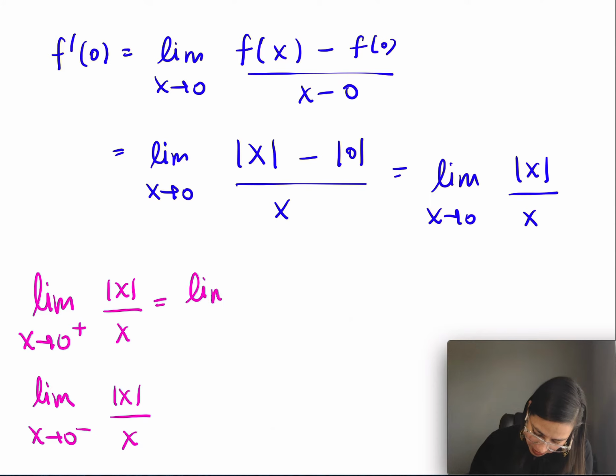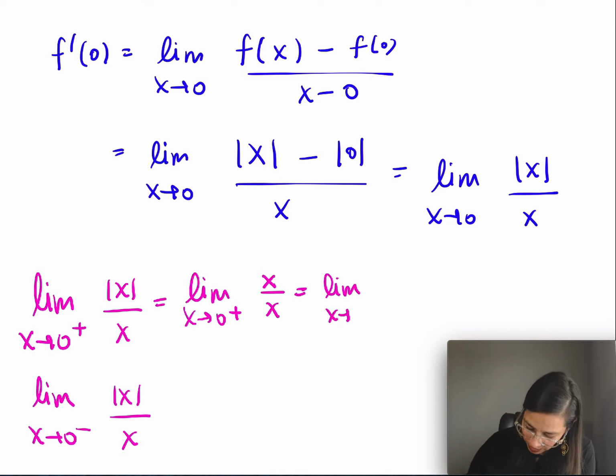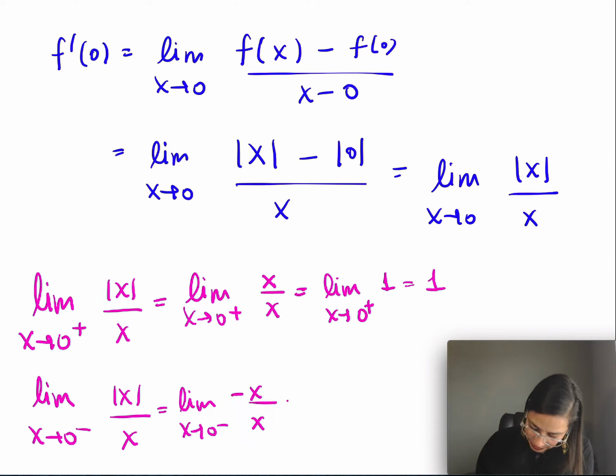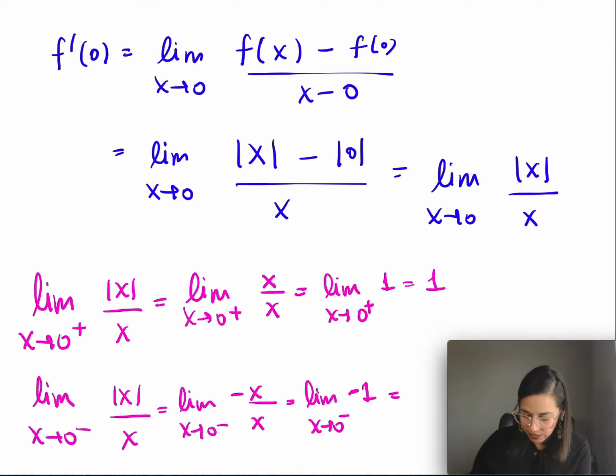I get that this is just the limit as x goes to 0 from the right of x divided by x, equal to the limit as x approaches 0 from the right of 1. I get 1. Perfect. Now, limit as x approaches 0 from the left, I get negative x divided by x. And now I get that this is just the limit as x approaches 0 from the left of negative 1. And the answer now is negative 1.